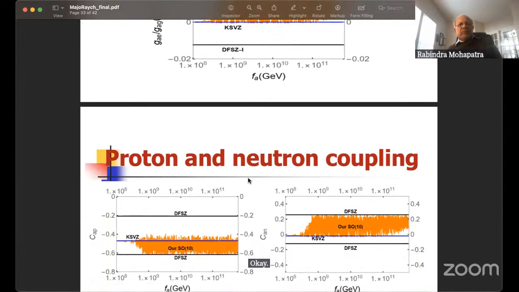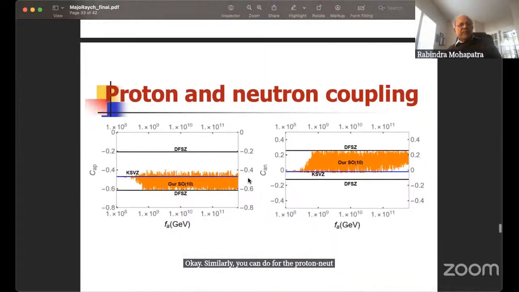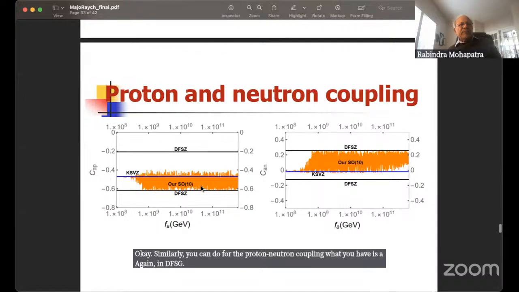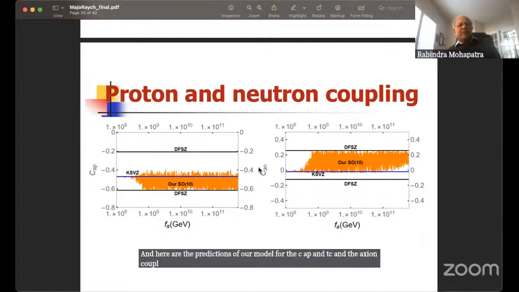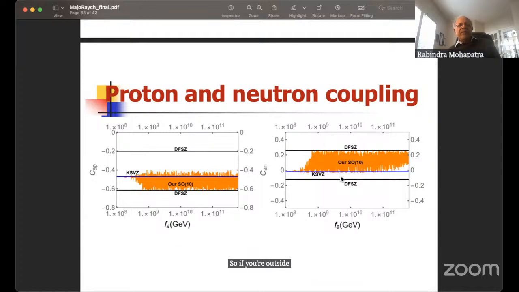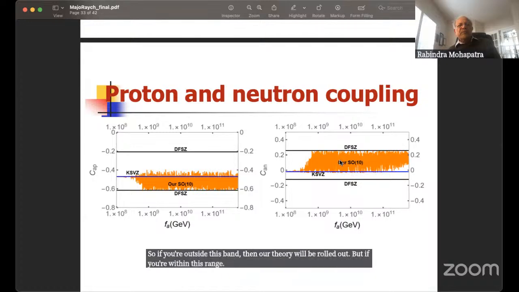Similarly, you can do this for the proton-neutron coupling. Again there is a DFSG, and here are the predictions of our model for CAP and CAN, the axion coupling to proton and the axion coupling to neutron, as a function of Fa. This is the band in which our predictions lie. If you're outside this band, then our theory will be ruled out. But if you're within this range, of course, it is okay.